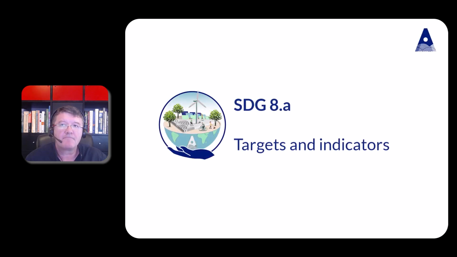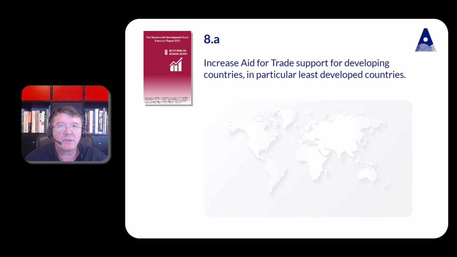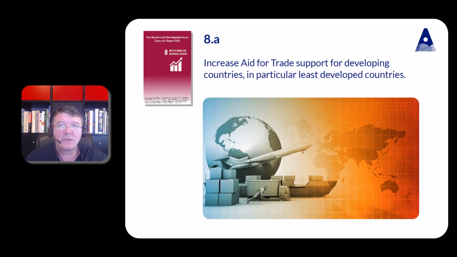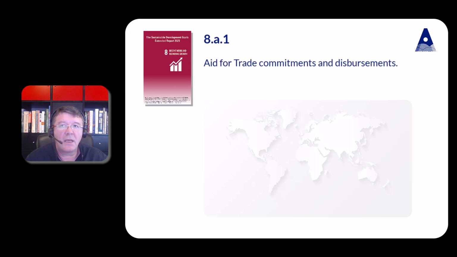Target 8A. This is the first of the enabling targets. Increase aid for trade support to developing countries, in particular least developed countries, including through the Enhanced Integrated Framework for trade-related technical assistance to least developed countries. Indicator 8A1: aid for trade commitments and disbursements.